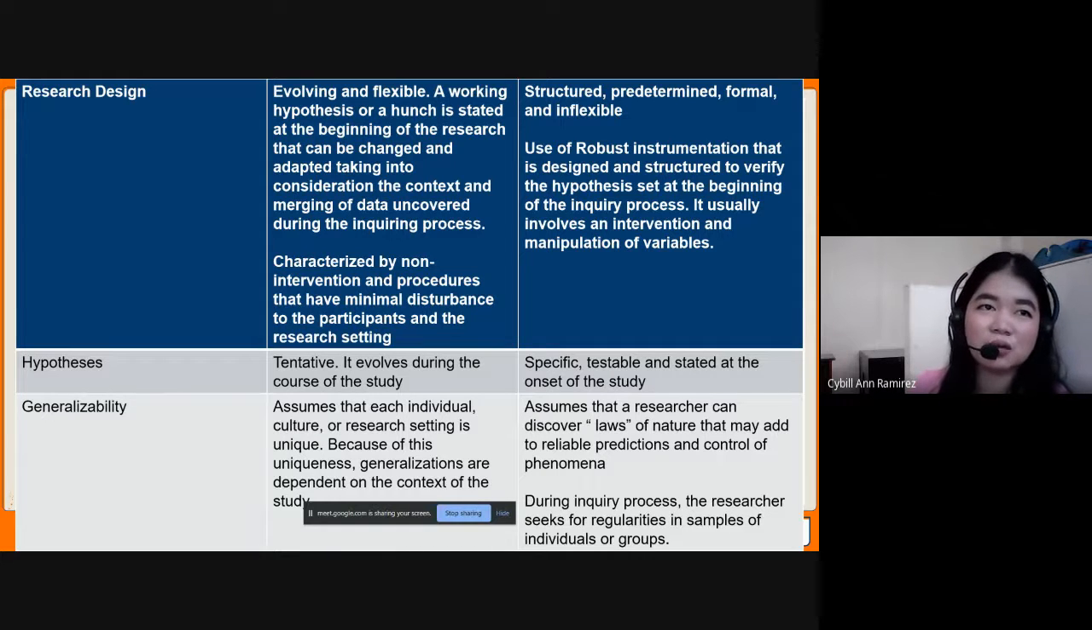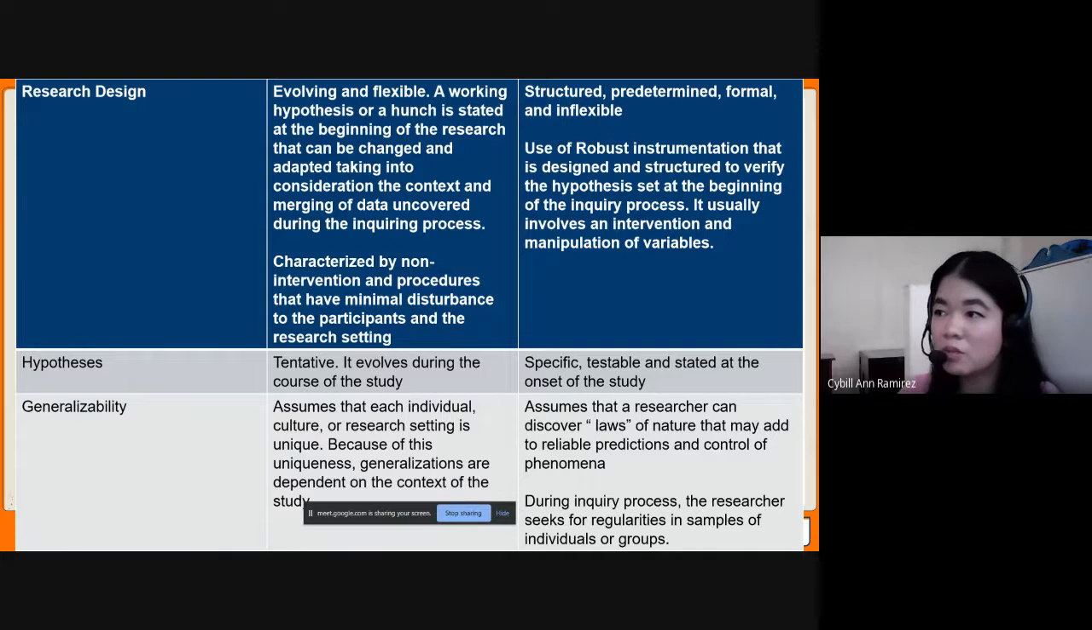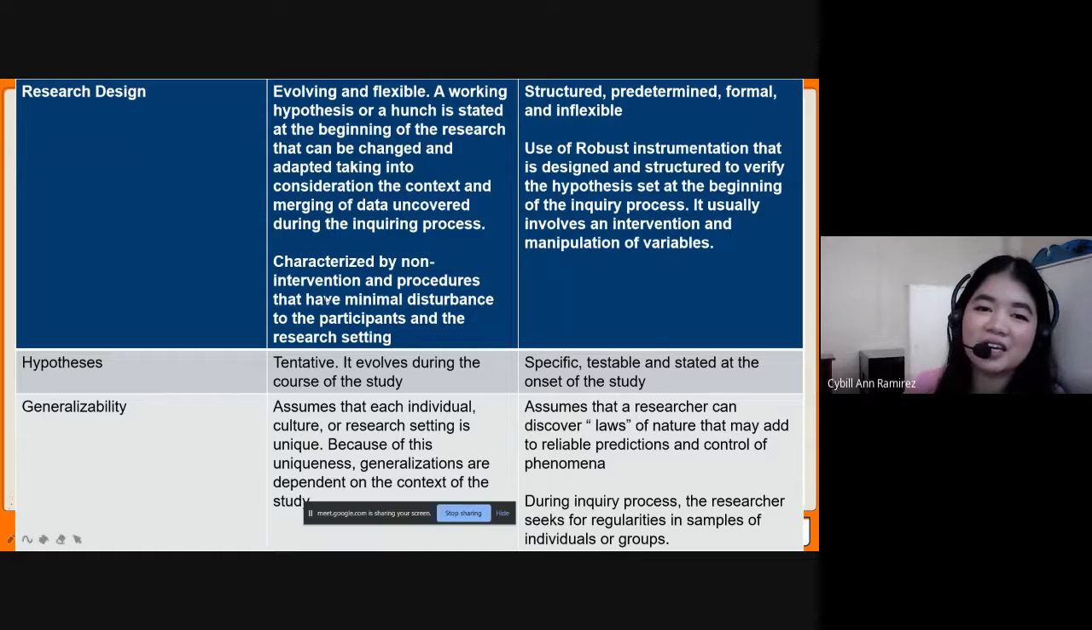So qualitative is constantly developing. You cannot point out automatically that this is the design until you finish your study, because sometimes you uncover that there is something much deeper once you interview your respondents. That's what makes the research design in qualitative so difficult. Okay, characterized by non-intervention and procedures that have minimal disturbance to the participants and the research setting.